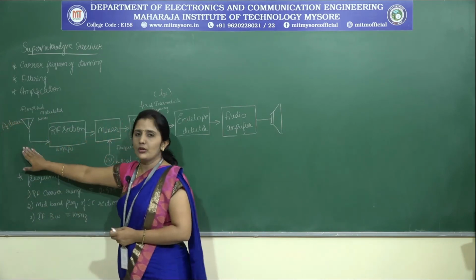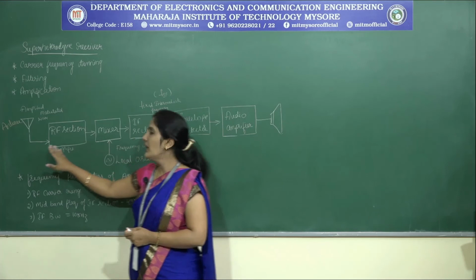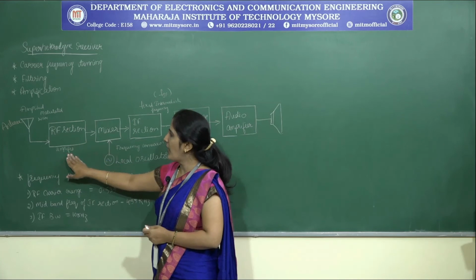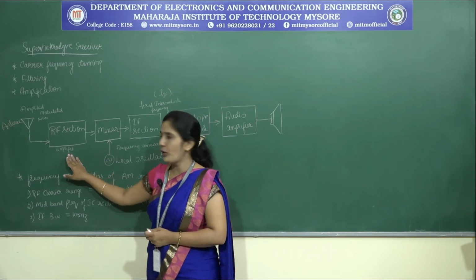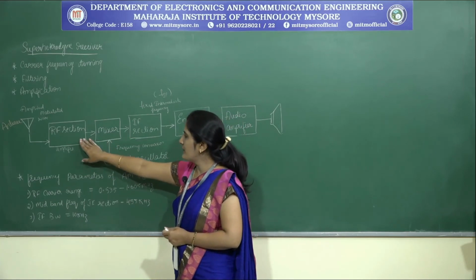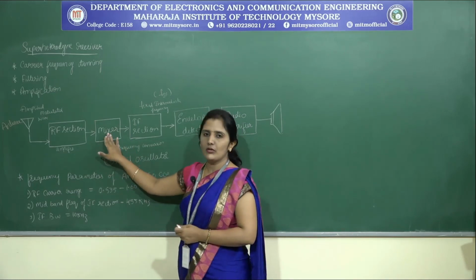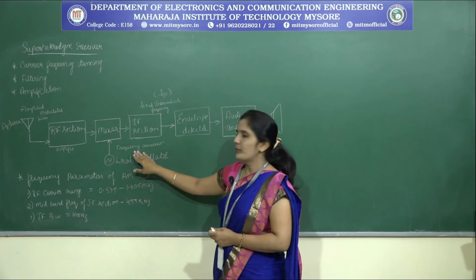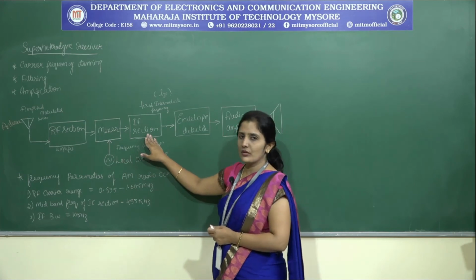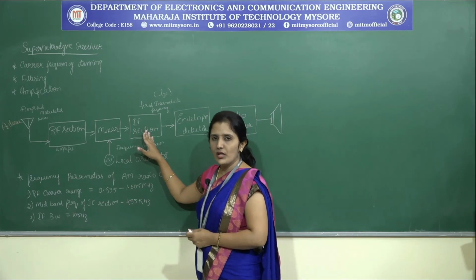The antenna will pick the amplitude modulated wave, and it is given to the RF section, where it will amplify the amplitude modulated wave, and then it is given to the mixer. The output of the RF section and the output from the local oscillator are given to the mixer, where it will perform the frequency conversion, and it gives the IF section, that is the intermediate frequency section.